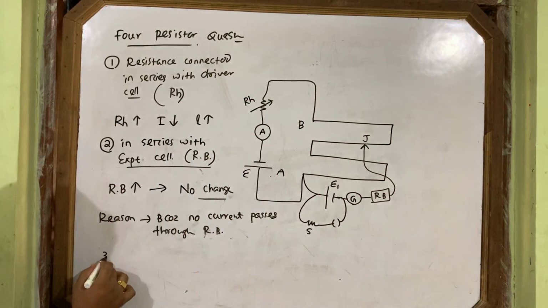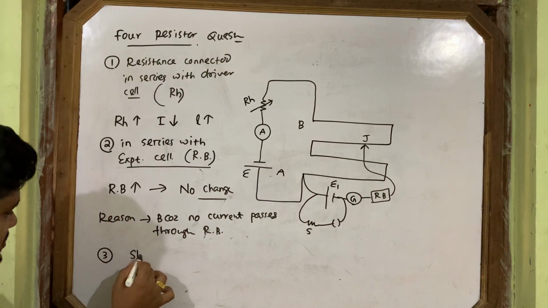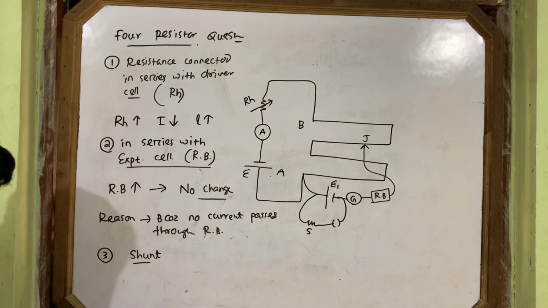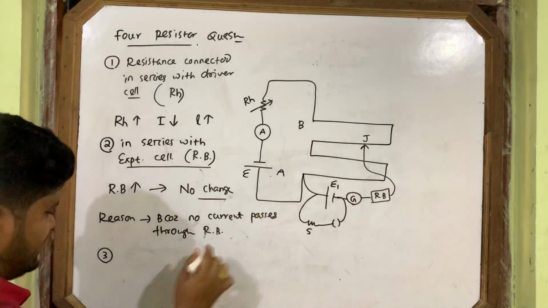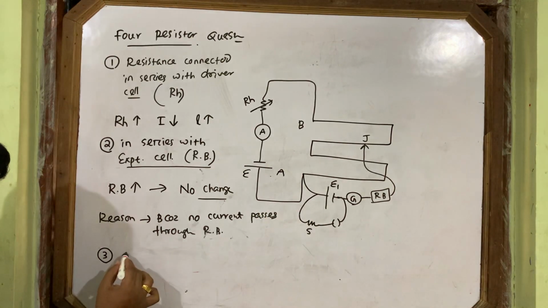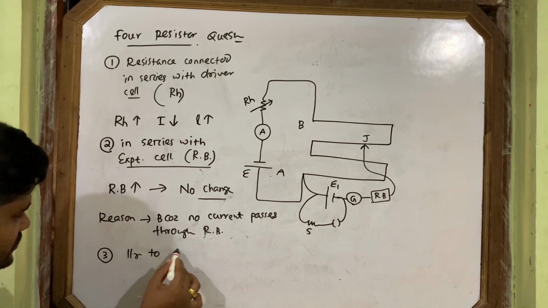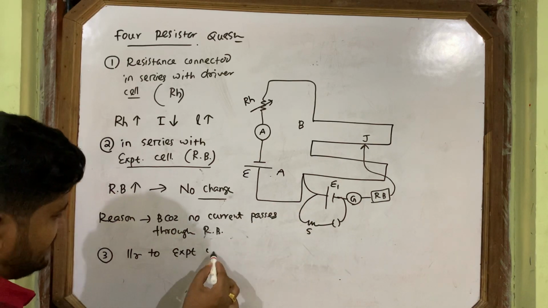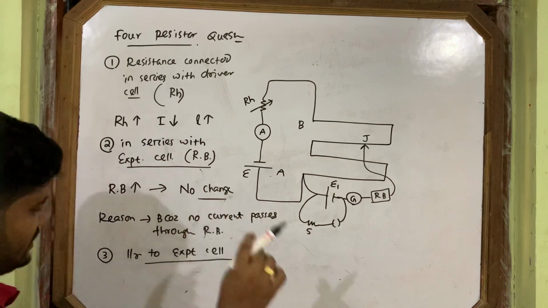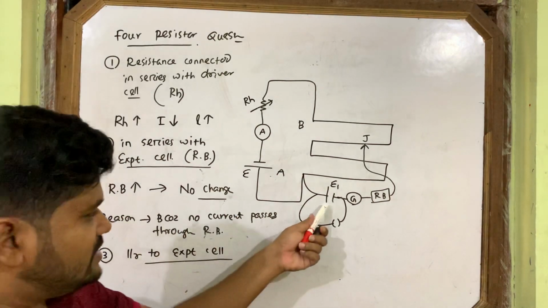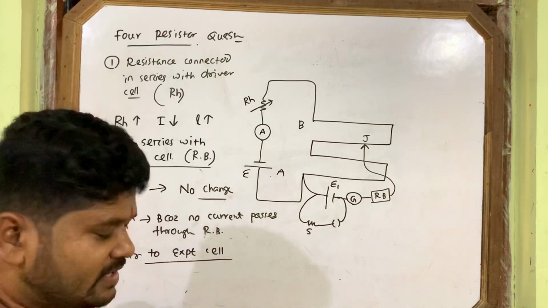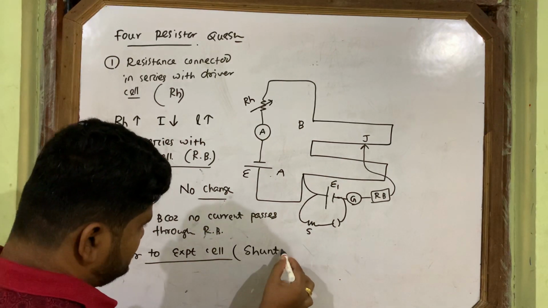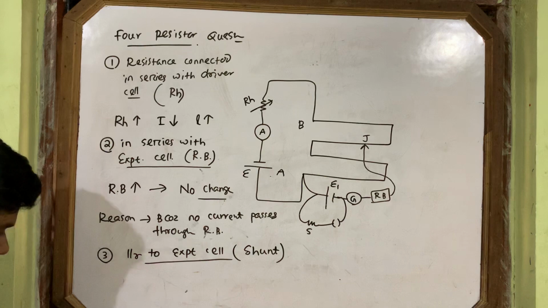Then come to resistance number 3. This is the shunt. Which shunt? In the exam, what will you get as its name? I am writing shunt. A resistance connected parallel to the experimental cell. If it is connected parallel to the experimental cell, its name is shunt. A resistance connected in parallel is called a shunt.